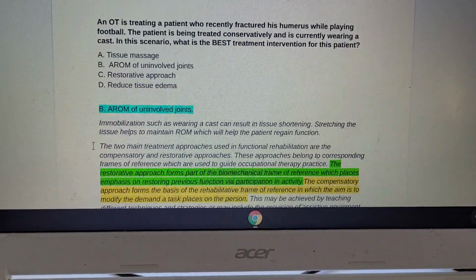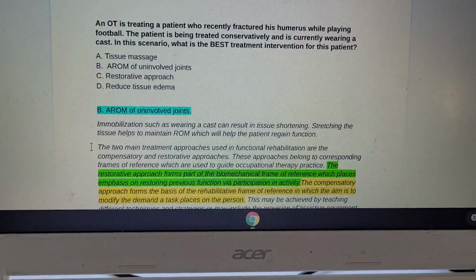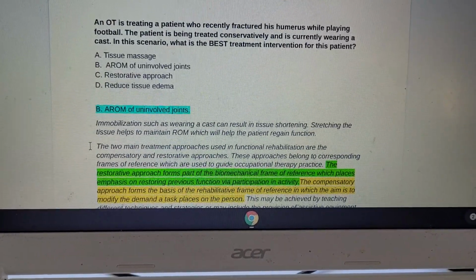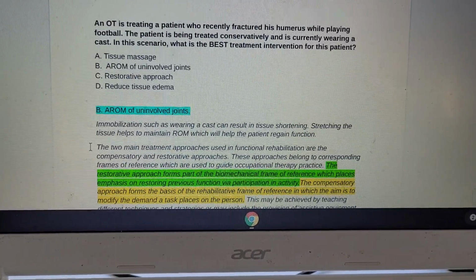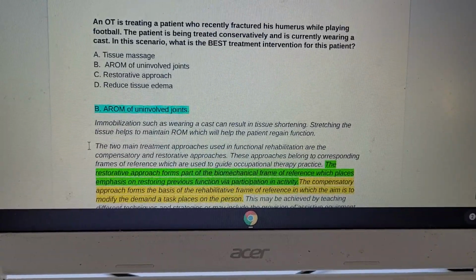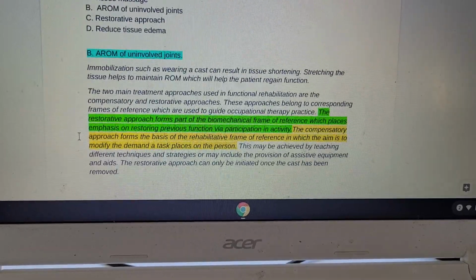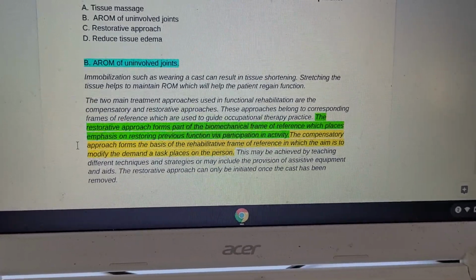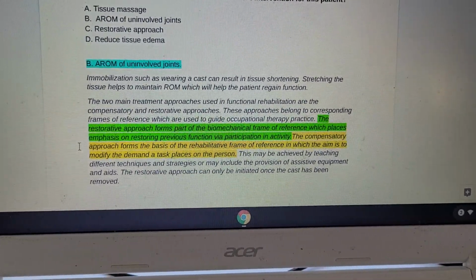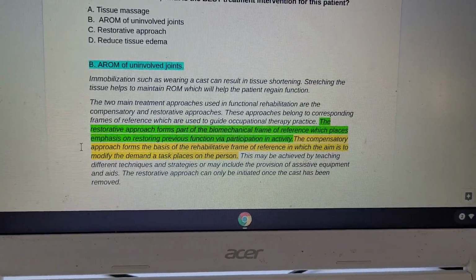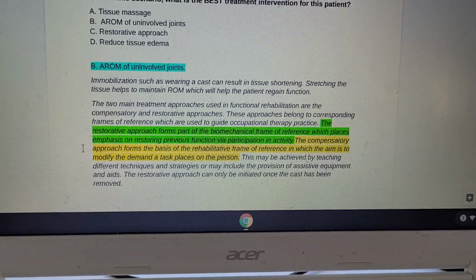Immobilization, such as wearing a cast, can result in tissue shortening. Stretching the tissue helps to maintain range of motion, which will help the patient regain function. The 2 main treatment approaches used in functional rehabilitation are the compensation and restorative approaches. These approaches belong to corresponding frames of reference, which are used to guide OT practices.